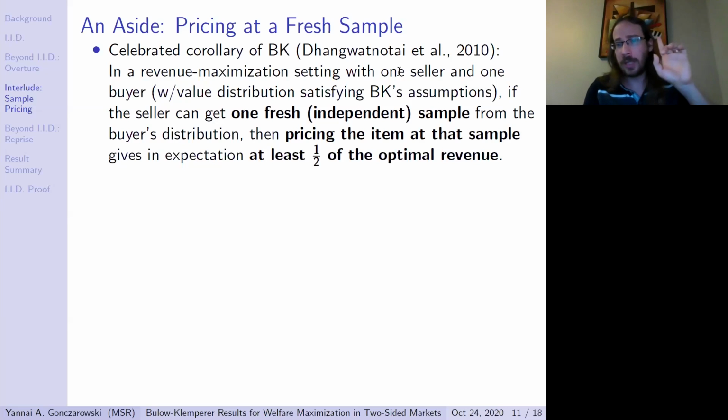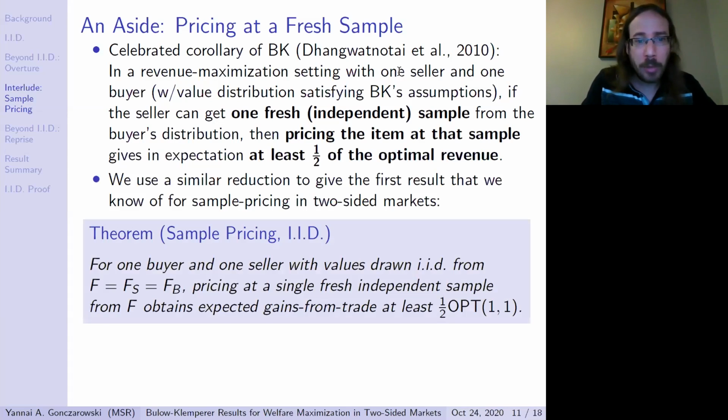So all you need is one sample, you price at that, you get 1/2 of the optimal. That's quite surprising that one sample has so much information in it. And we use a similar reduction, even though our proof of our BK result is very different from BK's original proof. This reduction is actually quite similar.